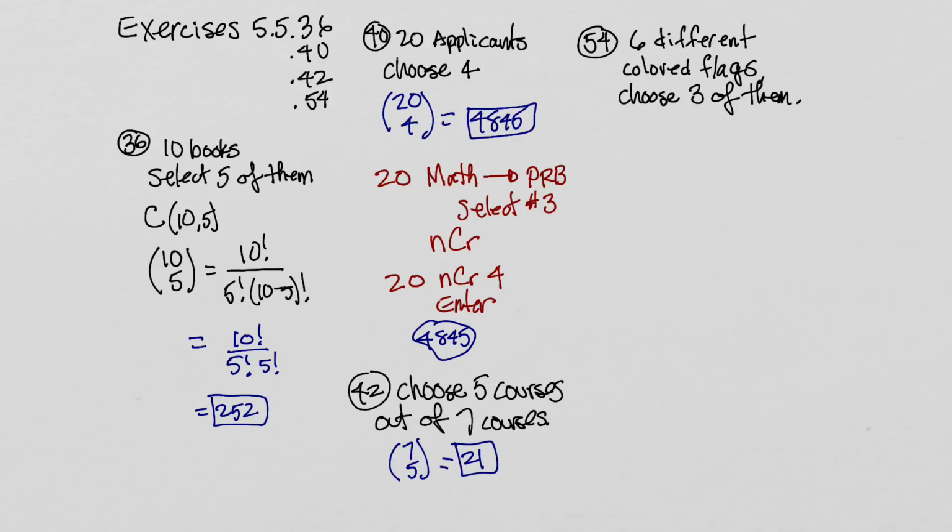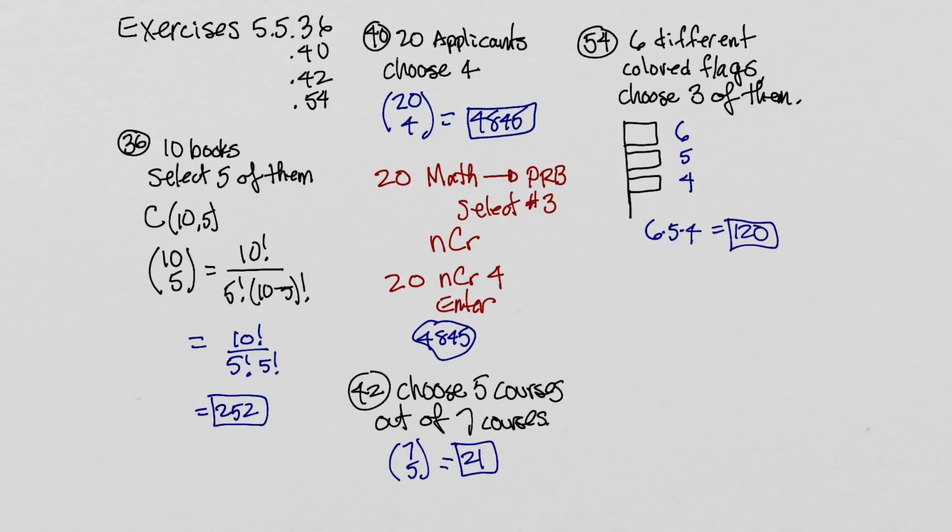Now, in problem 54, it just says a nautical signal consists of 3 flags arranged vertically on a flagpole. And what we're trying to compute is how many different signals can we make? Well, let's see, since order matters here, because one order will be one signal, a different order will be another signal. So we can choose any one of these 6 flags for this position, any one of 5 for this one, any one of 4 for this position. So we're going to have 6 times 5 times 4, and that turns out to be 120.